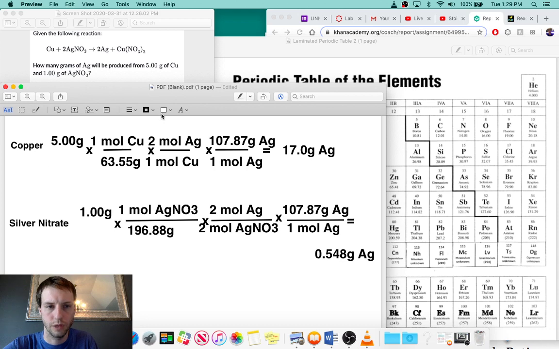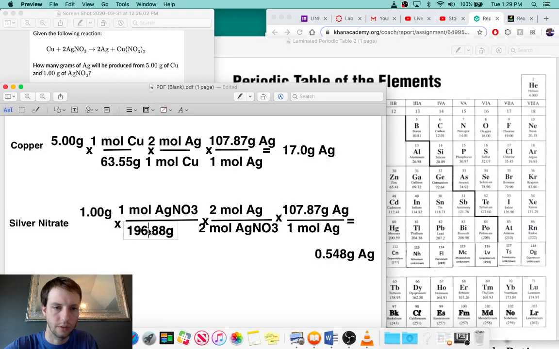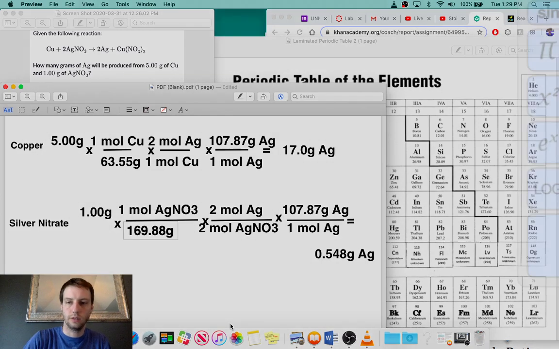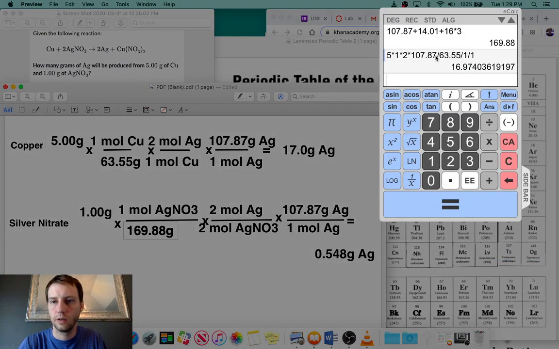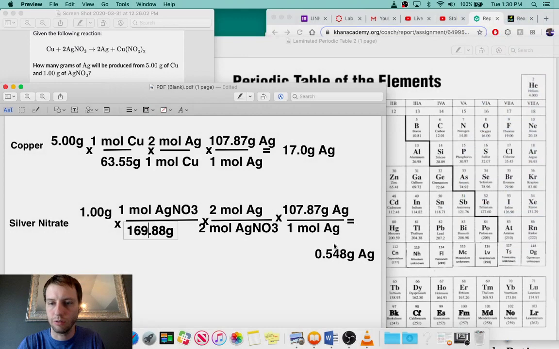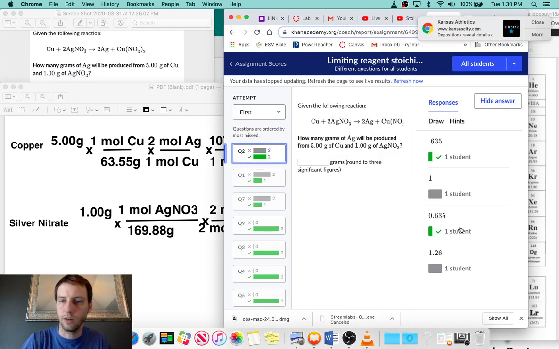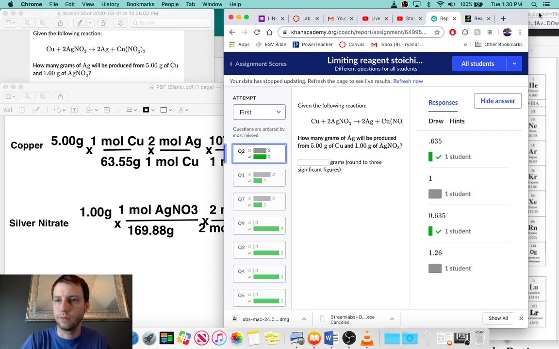Oh, wait, 196.88. 169.88. There it is. Thank goodness. 169.88. Let's find that. Time to fix this. Boom. That's better. 0.635. Close call. 0.635. Boom. And that is what we end up with as our answer. Okay. Getting the chat pulled up.